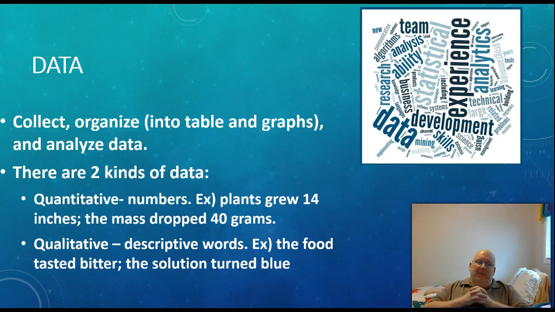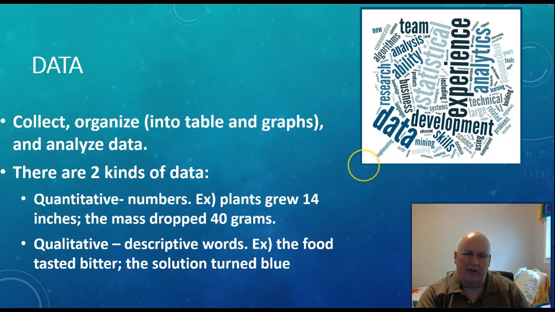There's two kinds of data. Quantitative, which is kind of numerical. It involves the collection of numbers, the measurements, okay? For example, I said plants grew 14 inches, or another example, the mass dropped 40 grams. In either case, that's numerical. Qualitative are descriptive words. These are adjectives usually. Example, the food tasted bitter. The solution turned blue. Those are examples of qualitative or descriptive data. Most of the time in science, you usually get quantitative data. You'll get a bunch of numbers.